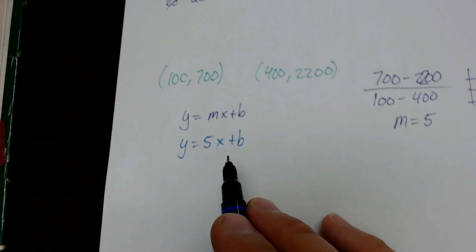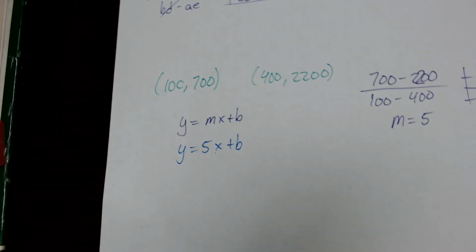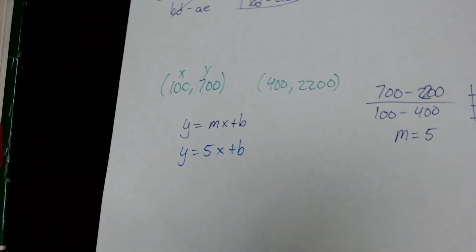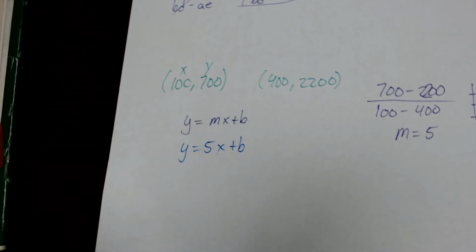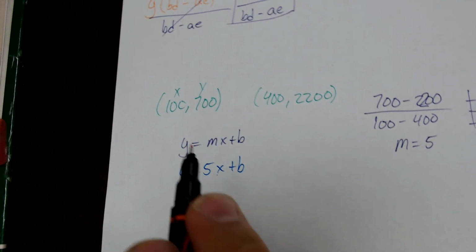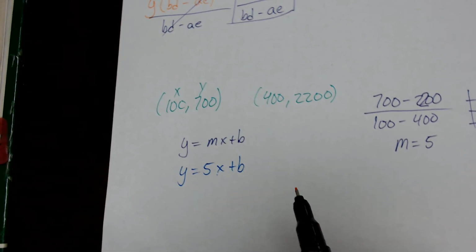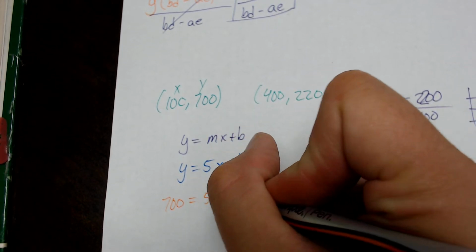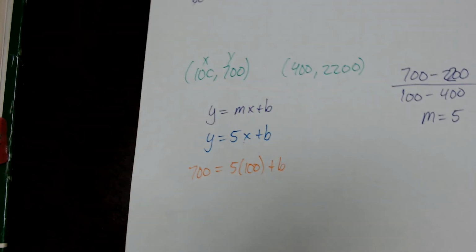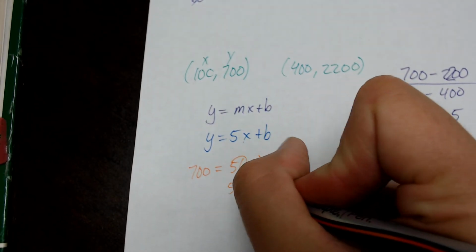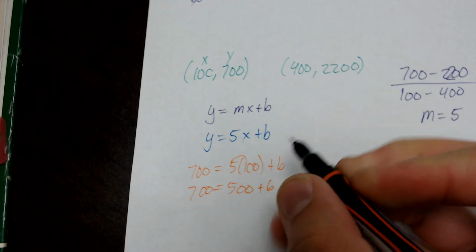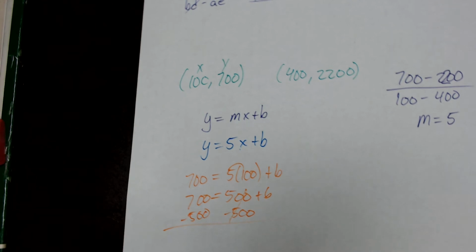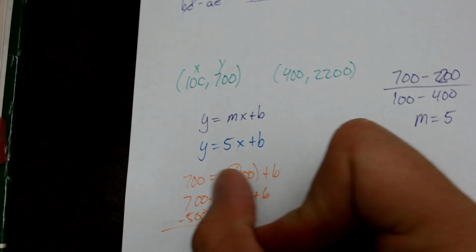Now the last thing I need to do is solve for b. Lucky for me, I have two different coordinate points I can plug into my equation, the first term being x, the second term being y. So I'll plug in 100 and 700 because they seem like easier numbers than 400 and 2200, but we'll see. If y is 700 and x is 100, then I've got 5 times 100 plus b. So now I just have to solve for b. 500 plus b equals 700. If I subtract 500 from each side, then I get b is equal to 200.